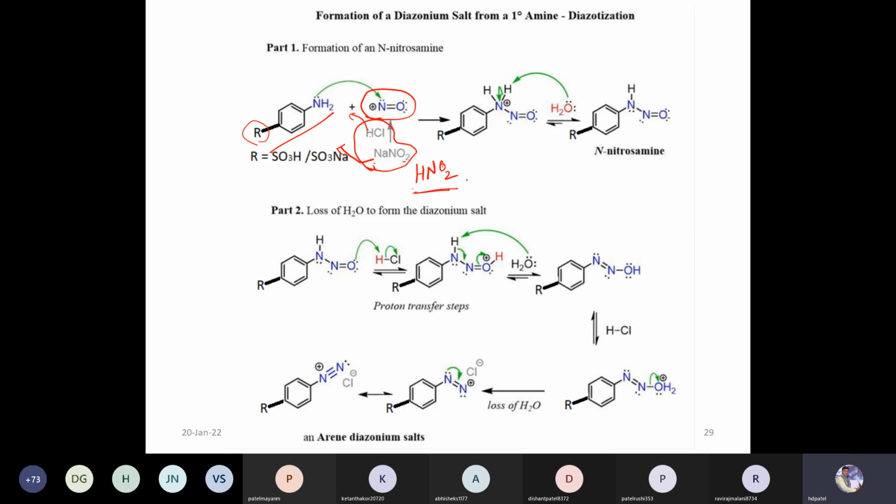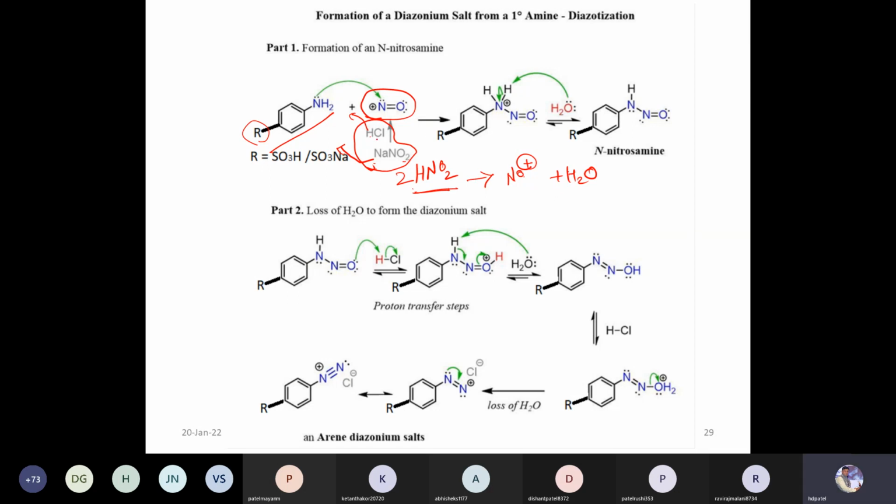When we mix NaNO2 plus HCl, we get nitrous acid. So what happens? 2 moles of nitrous acid react with each other and convert into NO2 plus, NO plus H2O. This will form. Here the procedure or steps are long. Right now I am not going to discuss those steps, but if required I will explain.